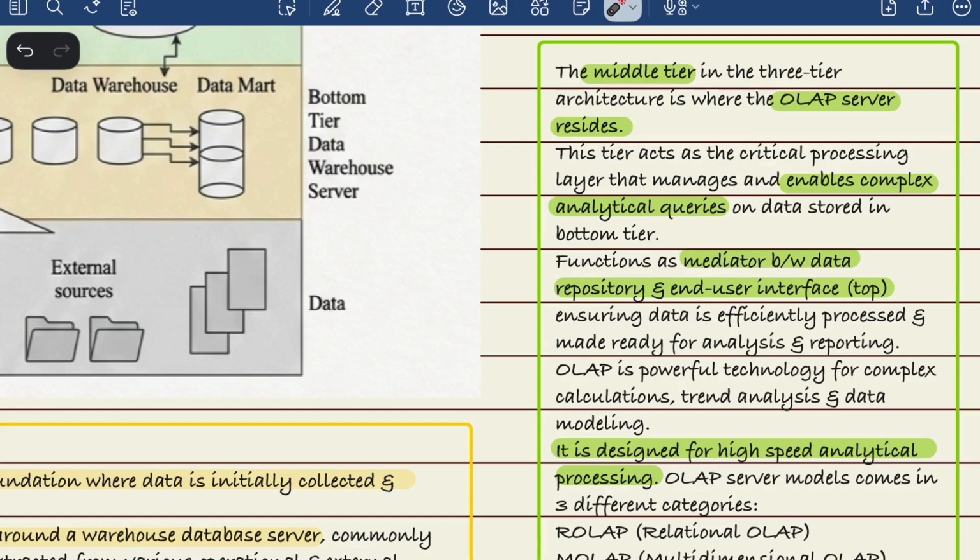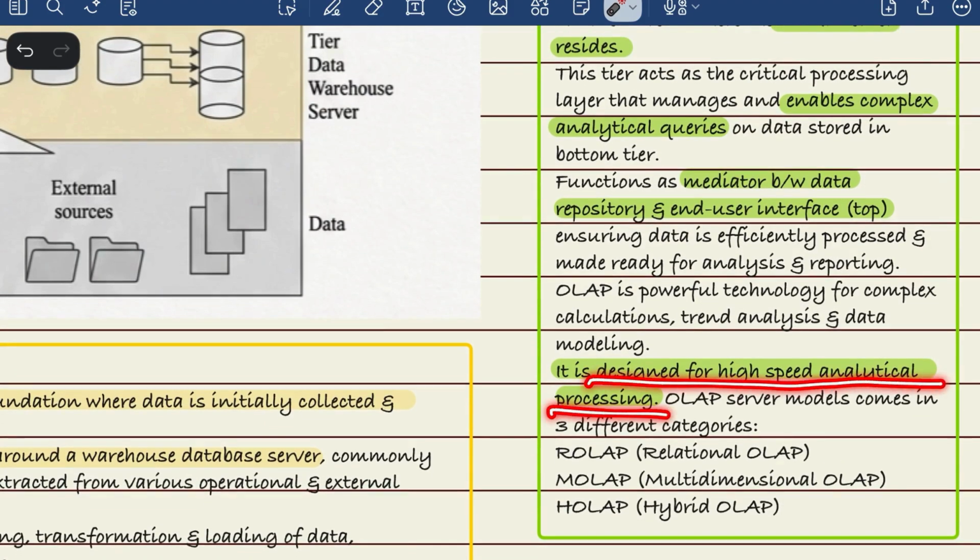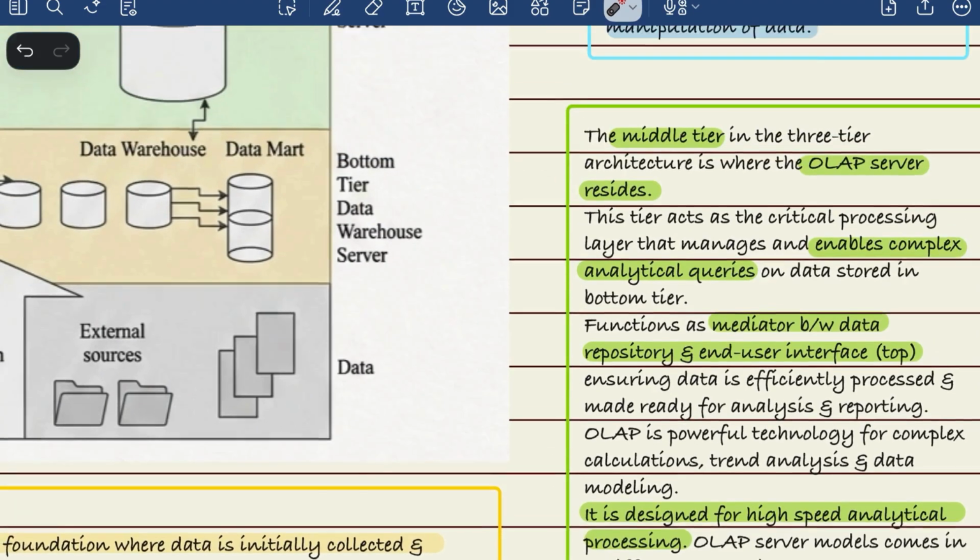Now the data is loaded into the server. What do you want to do with the data? You need to perform some analysis. You need to find out why the data shows this trend, why the numbers are up, why the numbers are low. So to perform the analytical query, we go to the OLAP server. We are making the data ready for analysis and reporting. It is designed for high-speed analytical processing, right? So it is very high speed. All the processing runs really massively and effectively. That is why we use the OLAP server in the middle tier.